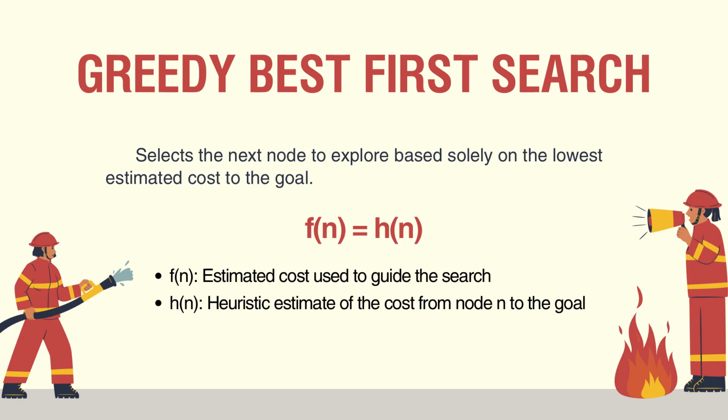This algorithm always chooses the next node based on the one that seems closest to the goal. It uses the heuristic function f(n) equals h(n), meaning it only considers the estimated distance from the current node to the goal. It's fast, but not always optimal.